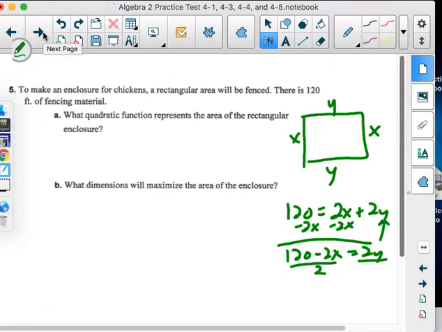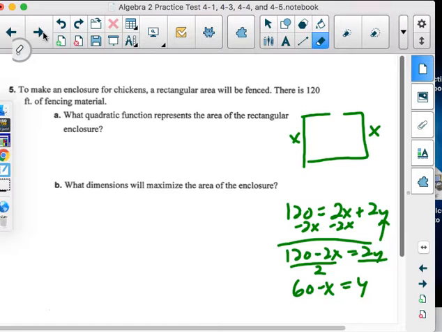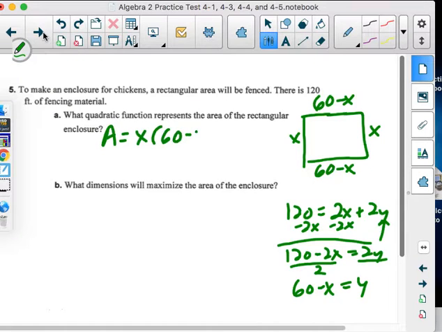Divide everything by 2 and get 60 minus x equals y. So that allows me to take those y's off of there and make this 60 minus x. That way I don't have two variables. So it says, what represents the area of that rectangular enclosure? Length times width, x times 60 minus x.